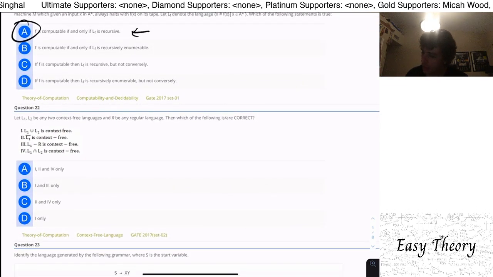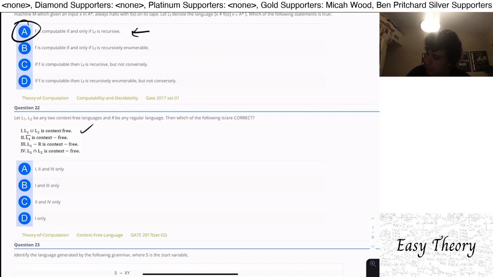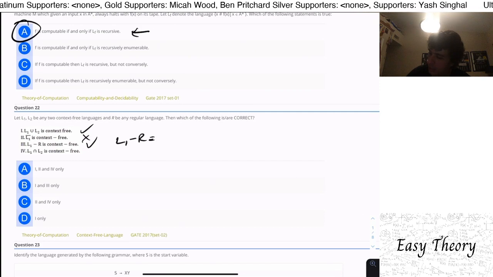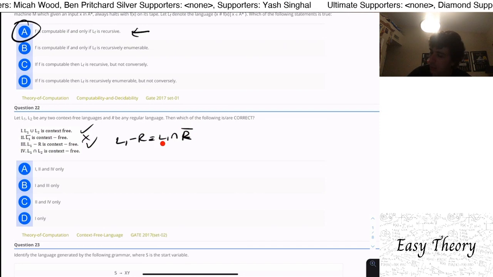Let L1, L2 be any two context-free languages, R be any regular language. L1 union L2 is context-free, yep. L1 complement is context-free, not necessarily. L1 minus R is context-free, yep, because L1 minus R is equivalent to L1 intersection R complement. R complement is regular, and a context-free language intersected with a regular language is context-free. And 4 is not context-free because CFLs are not closed under complement. So it is 1 and 3.